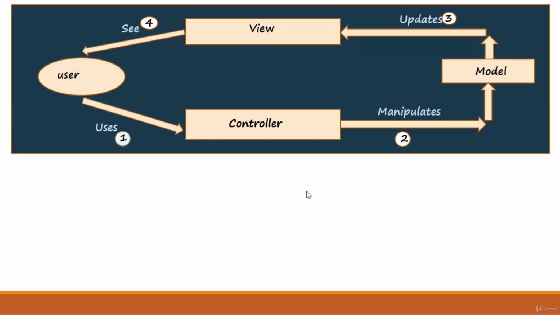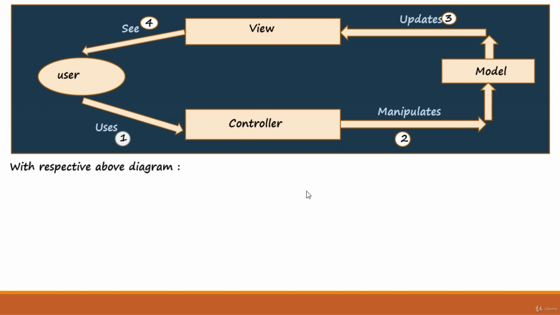Then the model layer is updated after the data is stored in the database. For example, we are storing student information. Whatever update we get from the model will go to the view layer. From the view layer, the student information or any information will be forwarded to the user. The user is nothing but a browser.